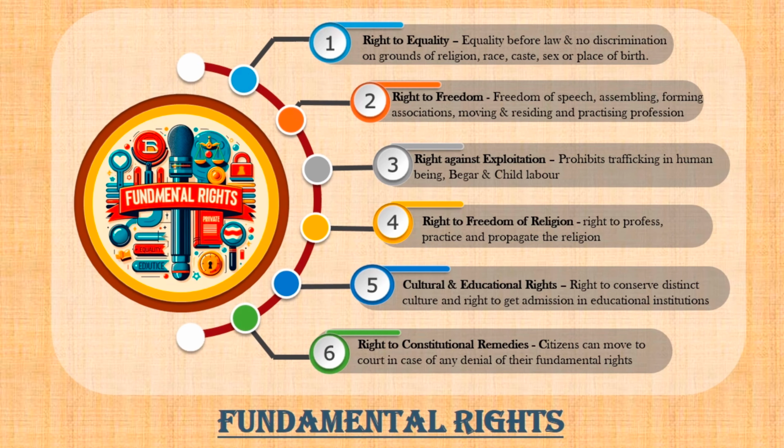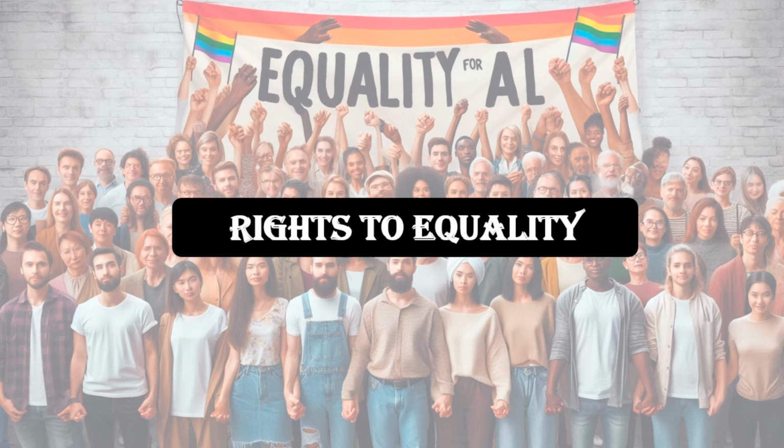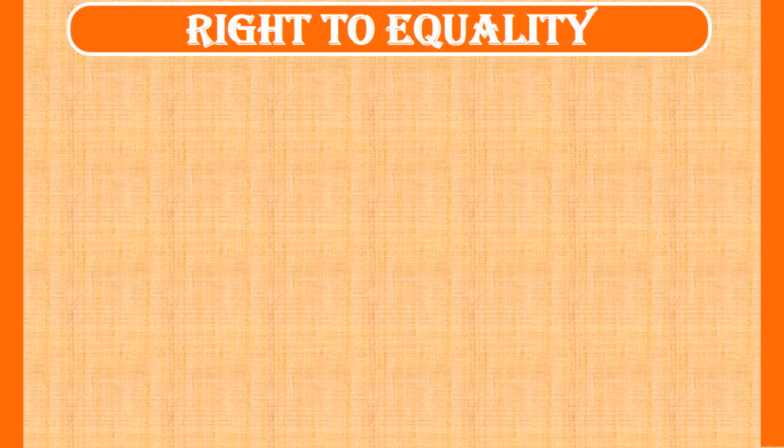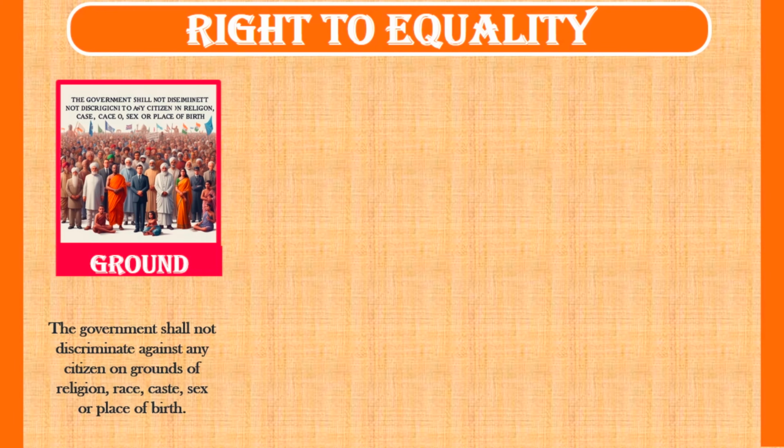Let's discuss these rights in detail, one by one. The first fundamental right is the right to equality. The right to equality is a fundamental principle that ensures fairness for all citizens. Ground: according to this right, the government cannot discriminate against any citizen based on religion, race, caste, sex, or place of birth.